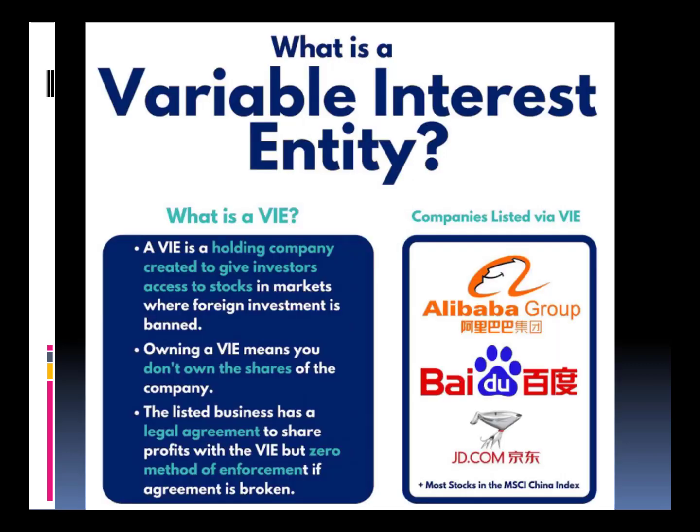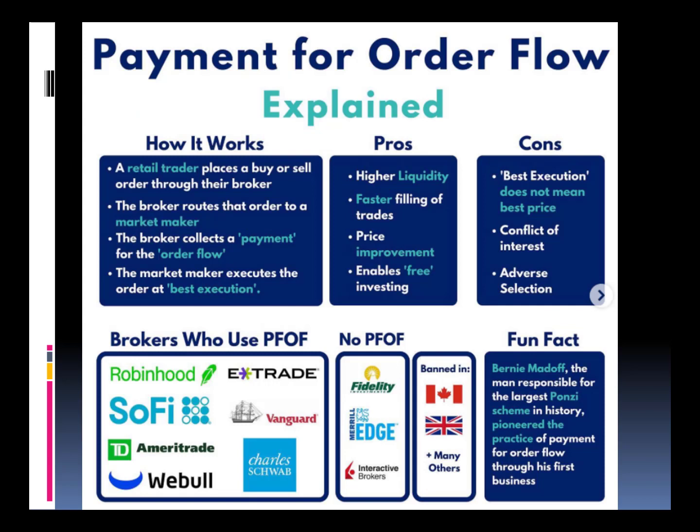Variable interest entity, basically this is a holding company that is created to give investors access to stocks in markets where foreign investment is banned, and this is very common in China. Examples of listed VIEs on the stock market exchange in New York are Alibaba, Baidu, and JD.com. The listed business has a legal agreement to share profits with the VIE, but zero method of enforcement if the agreement is broken. That's why it's always important to know the risks of investing in Chinese stocks on the New York Stock Exchange.